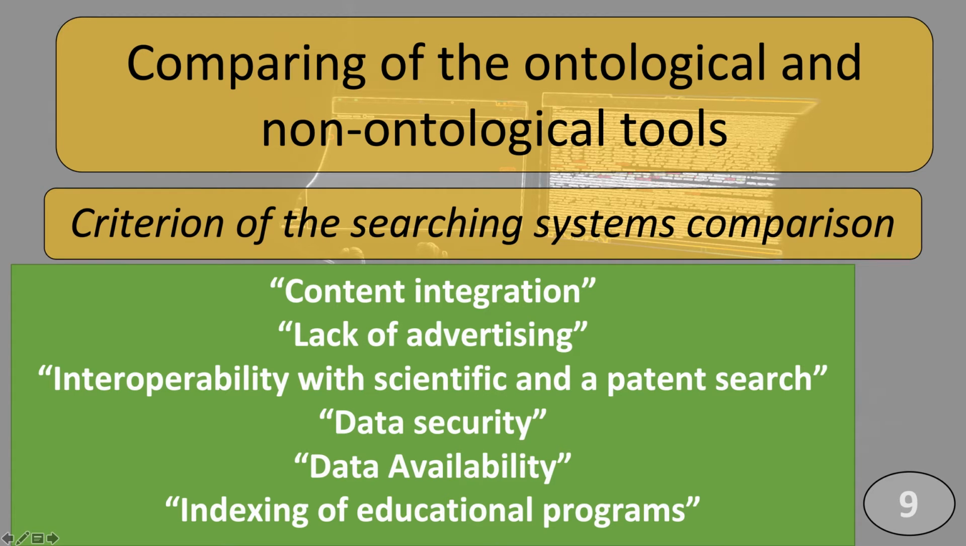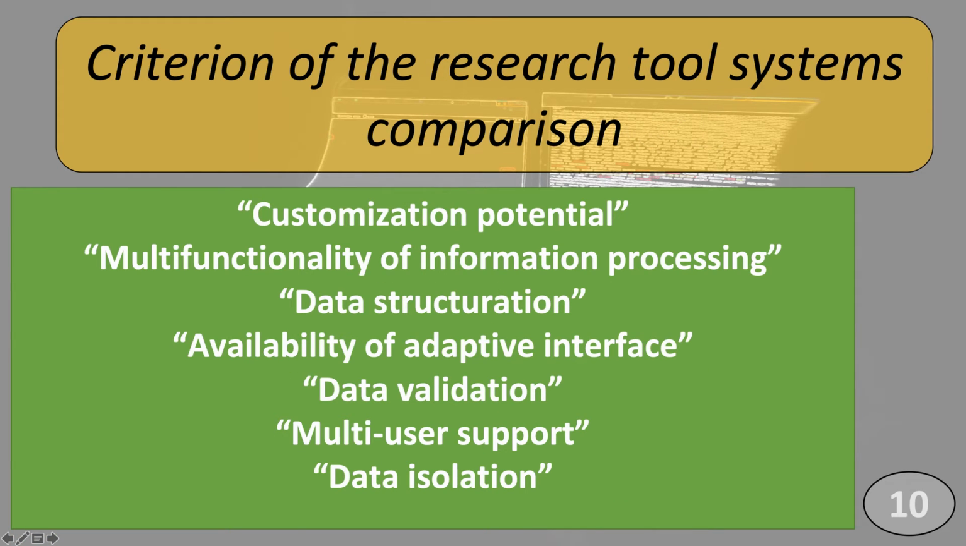On these slides you can see the criteria of search and systems comparison, and it's characterized by content of integration, lack of advertising, interoperability with scientific and patent search, data security, data availability, indexing of educational programs, customization potential, multifunctionality of information processing, data structuration, availability of adaptive interface, data validation, multi-user support, data isolation.